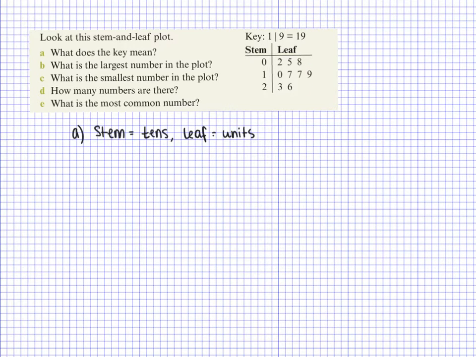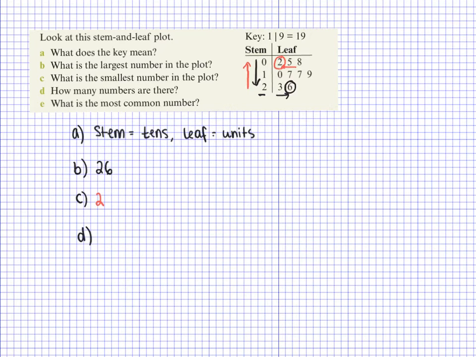All right, part B. What is the largest number in the plot? We can see the stem is working from smallest to largest. So further down is going to be the largest. And we work across or out from that, so to the 6. So therefore the largest value in this stem and leaf would be 26. Part C, what is the smallest number? Well, we're going to do the exact opposite. We go to the top, and then work back to the closest one to the stem, which is the 2. 0 tens, 2 units, that's going to be 2.